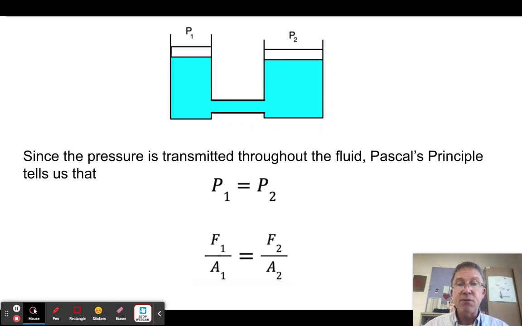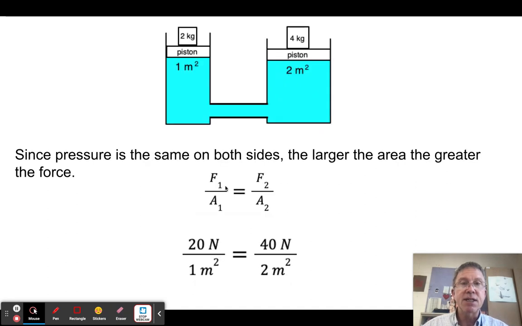Now, pressure, if you recall, is force over area. So F over A here is equal to F over A here. What I find is if the area gets bigger, the force has to get bigger in order to make sure that the pressure here is equal to the pressure here. Let's take a look at an example.